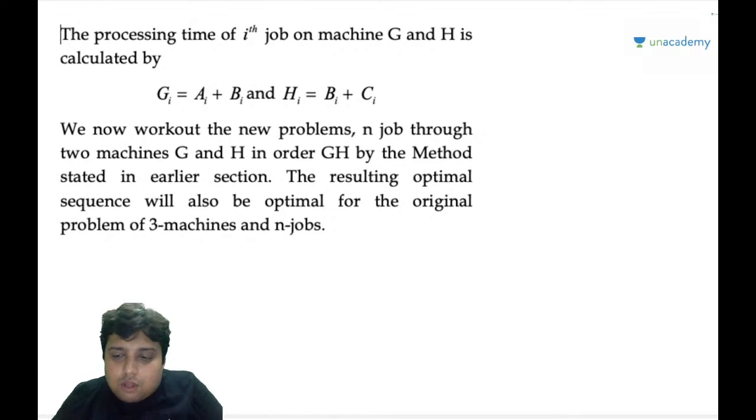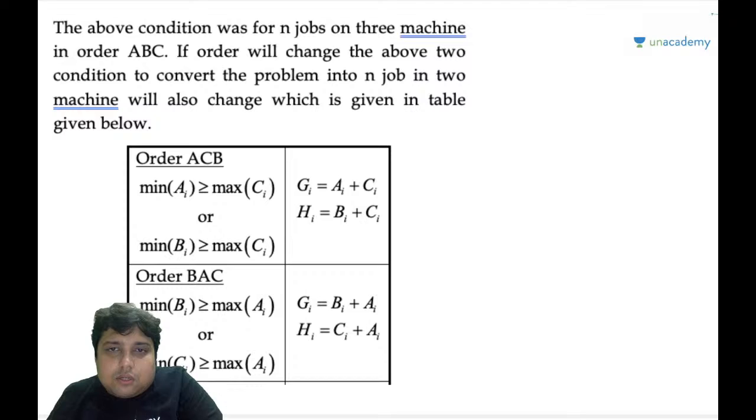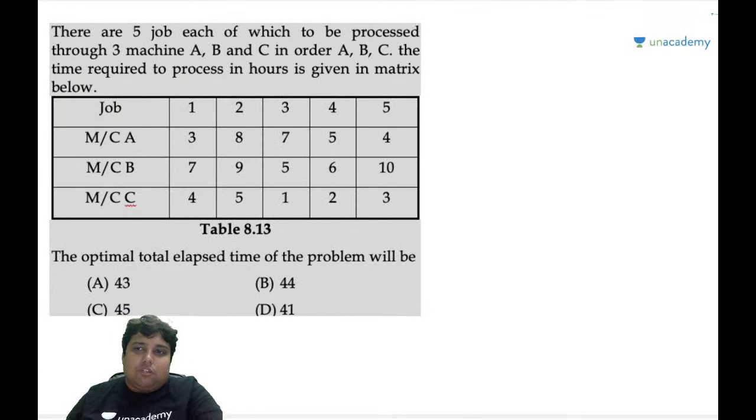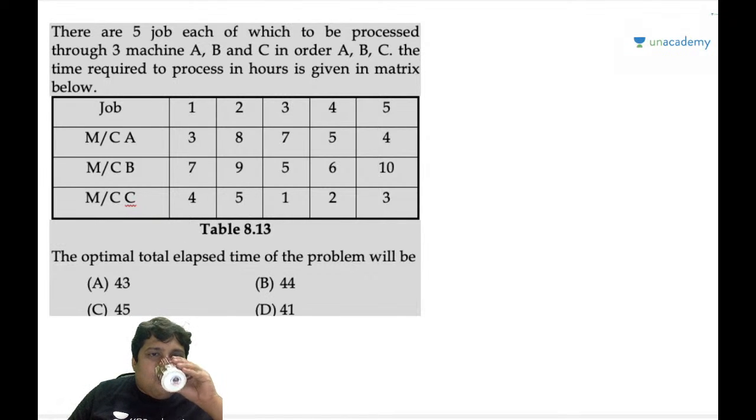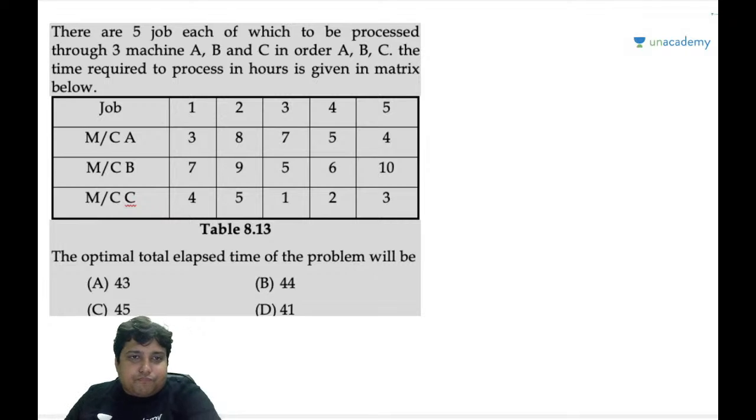Now, let me just consider a question. So this is the question, guys. There are 5 jobs, each of which are to be processed through 3 machines A, B, C.